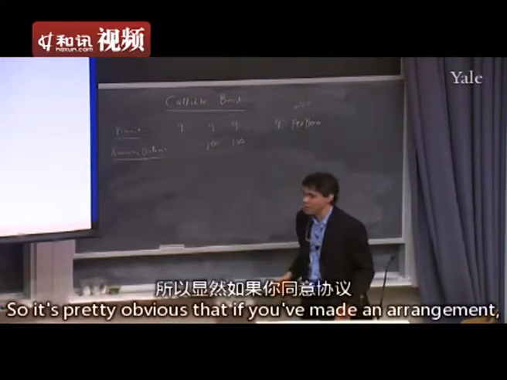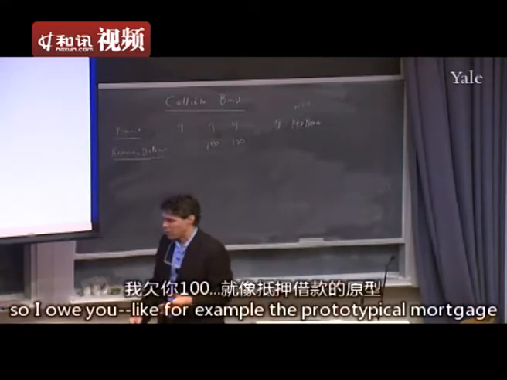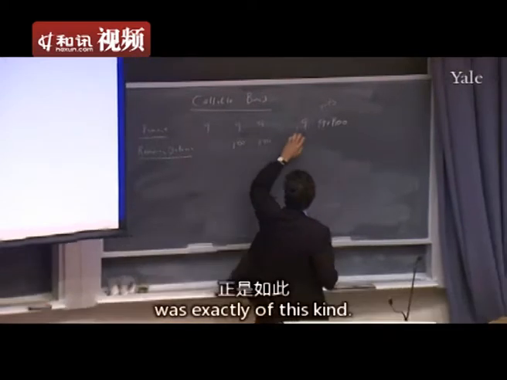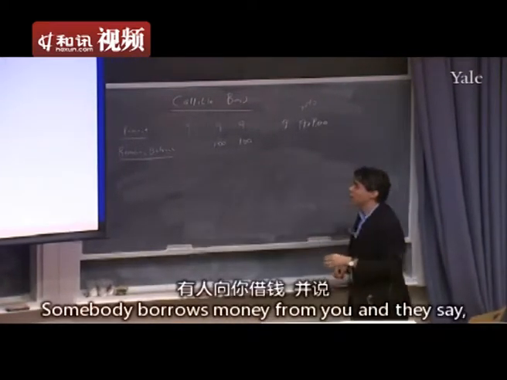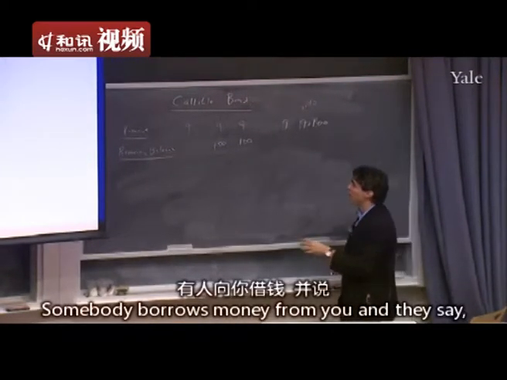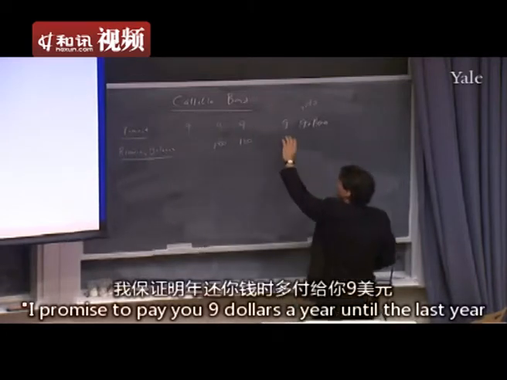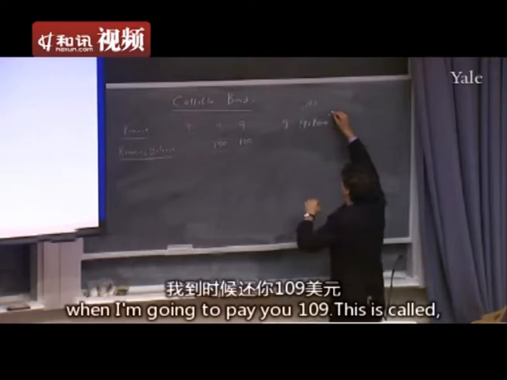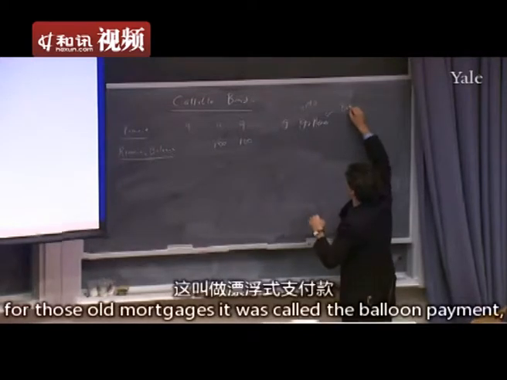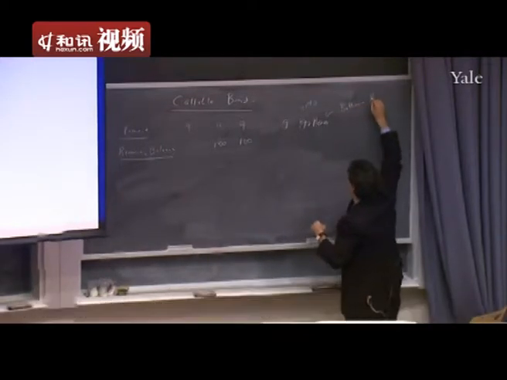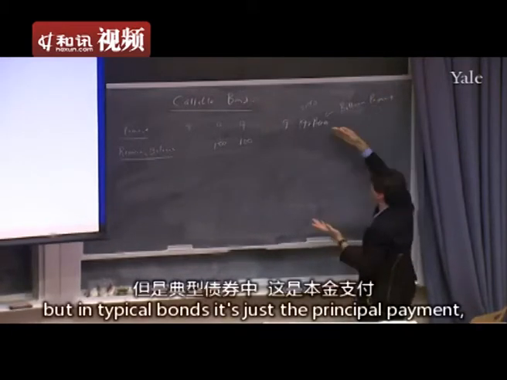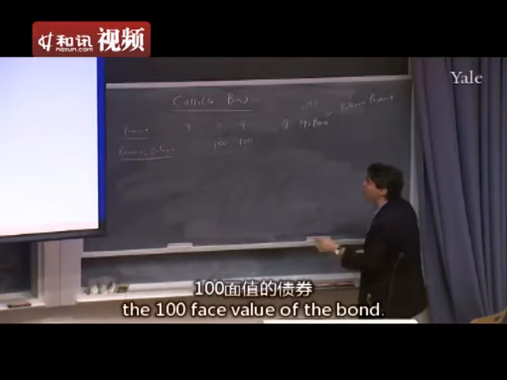It's pretty obvious that if you've made an arrangement, the prototypical mortgage was exactly of this kind. Somebody borrows money from you and says, I promise to pay you $9 a year until the last year when I'm going to pay you 109. For those old mortgages, this was called the balloon payment. But in typical bonds, it's just the principal payment, the 100 face value of the bond.